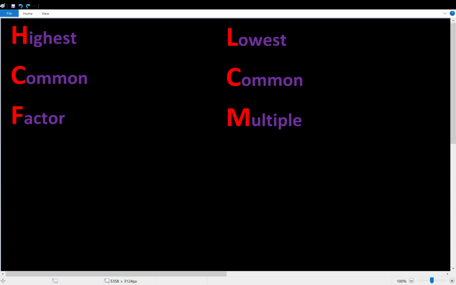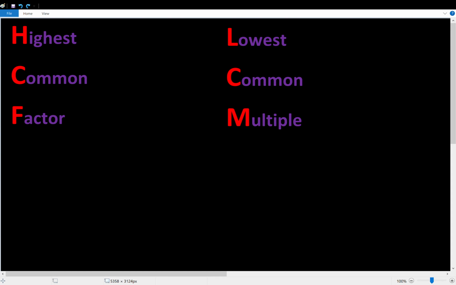In this video we're going to look at highest common factor and lowest common multiple, which are two things that commonly get mistaken for each other. Highest common factor you'll often see abbreviated as HCF, and lowest common multiple you will often see abbreviated as LCM.